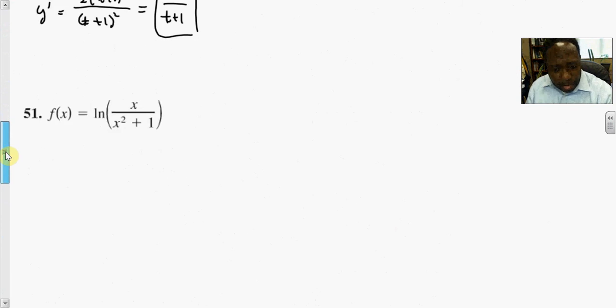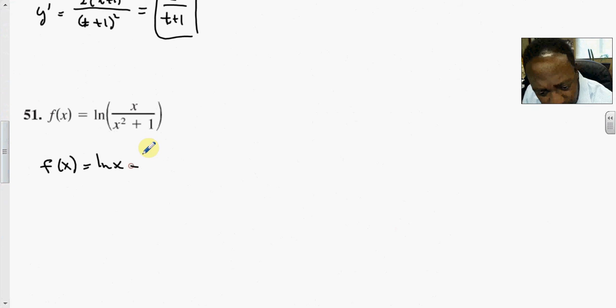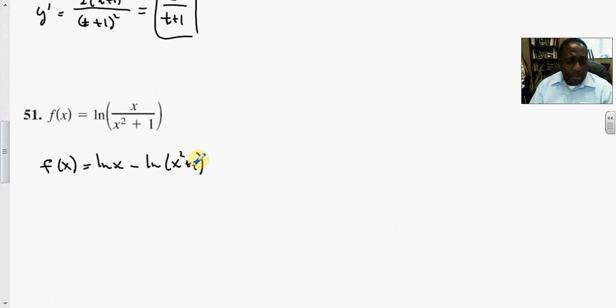So here you can do this one of two ways. You can use the algebra and expand, or you can take the derivative as it is. Taking the derivative as it is would involve the quotient rule. Who wants to do that, right? So let's just expand this. So f of x is equal to the natural log of x minus the natural log of x squared plus 1. The only thing about this method is that once you get your answer, you have to then use your algebra to write the fractions as one expression, which is no problem.